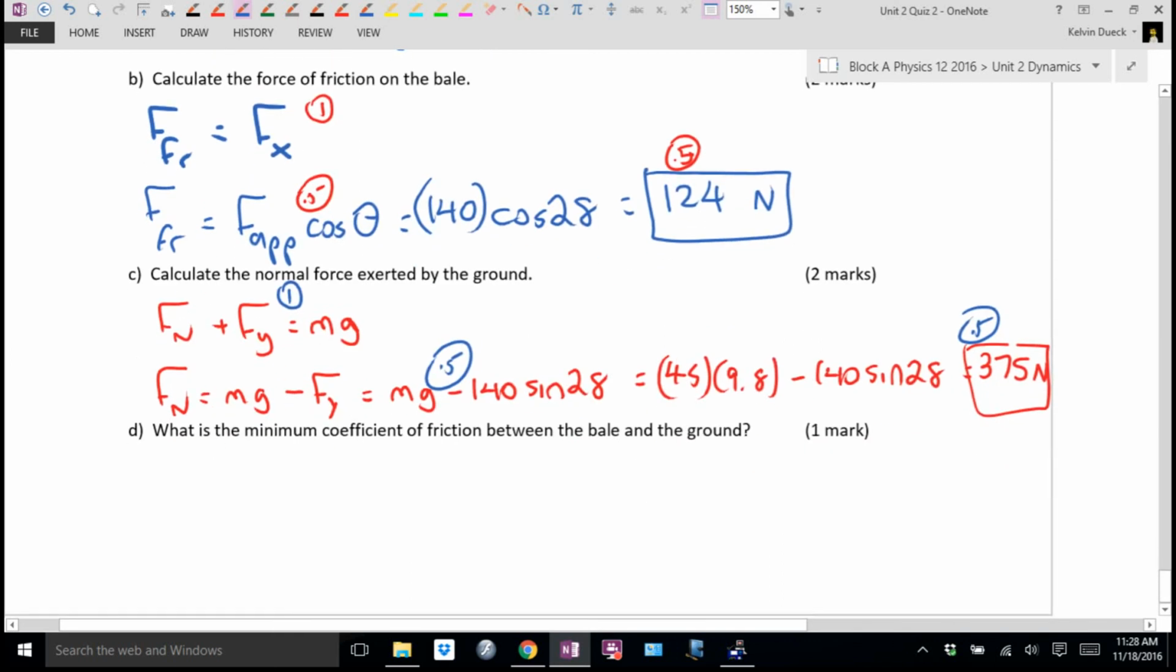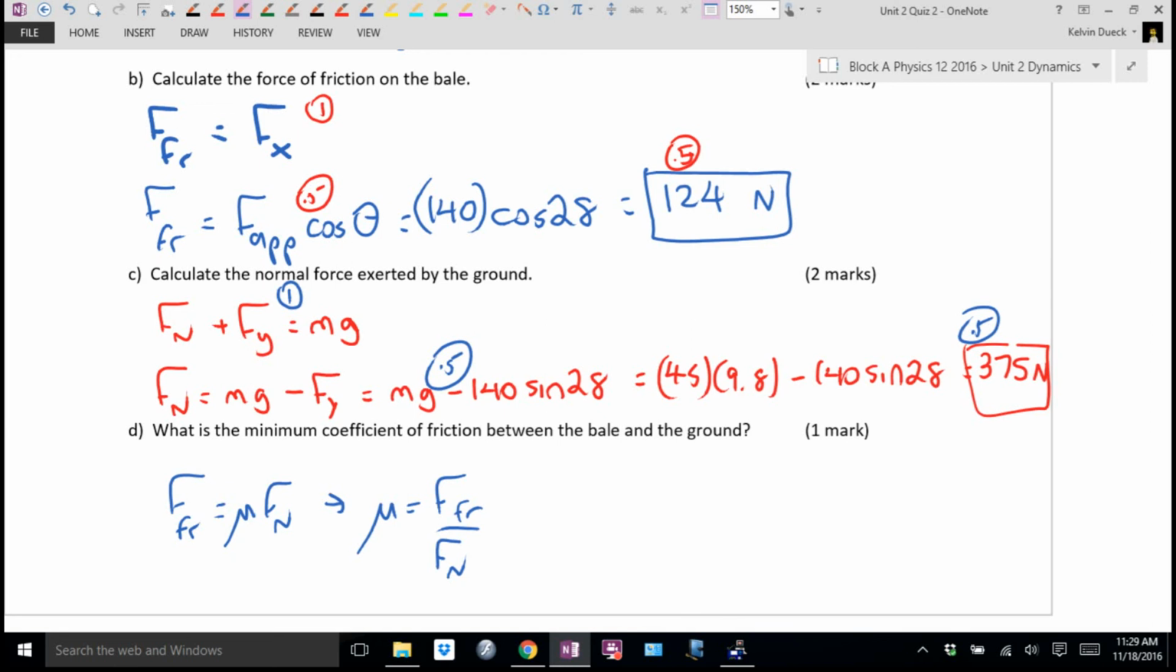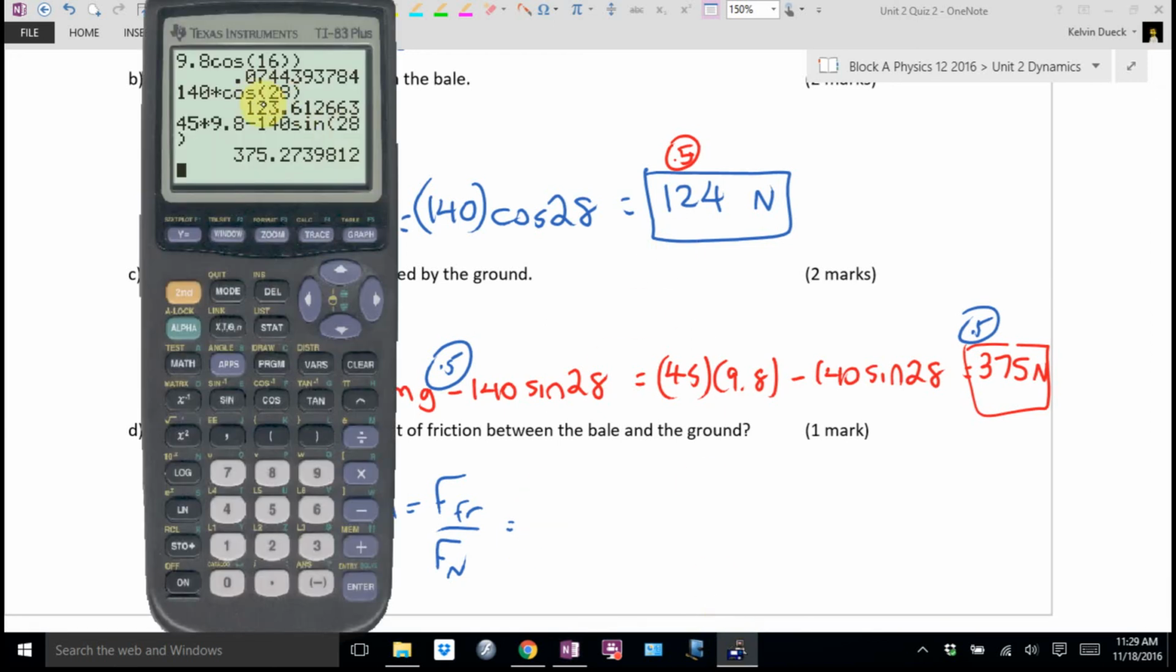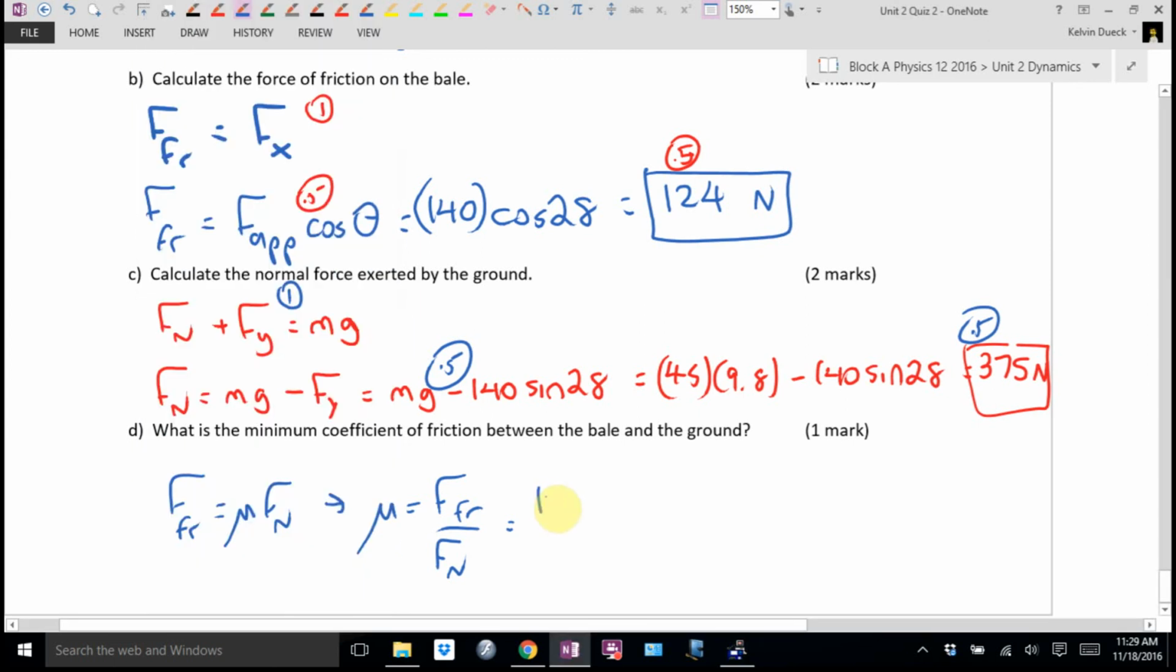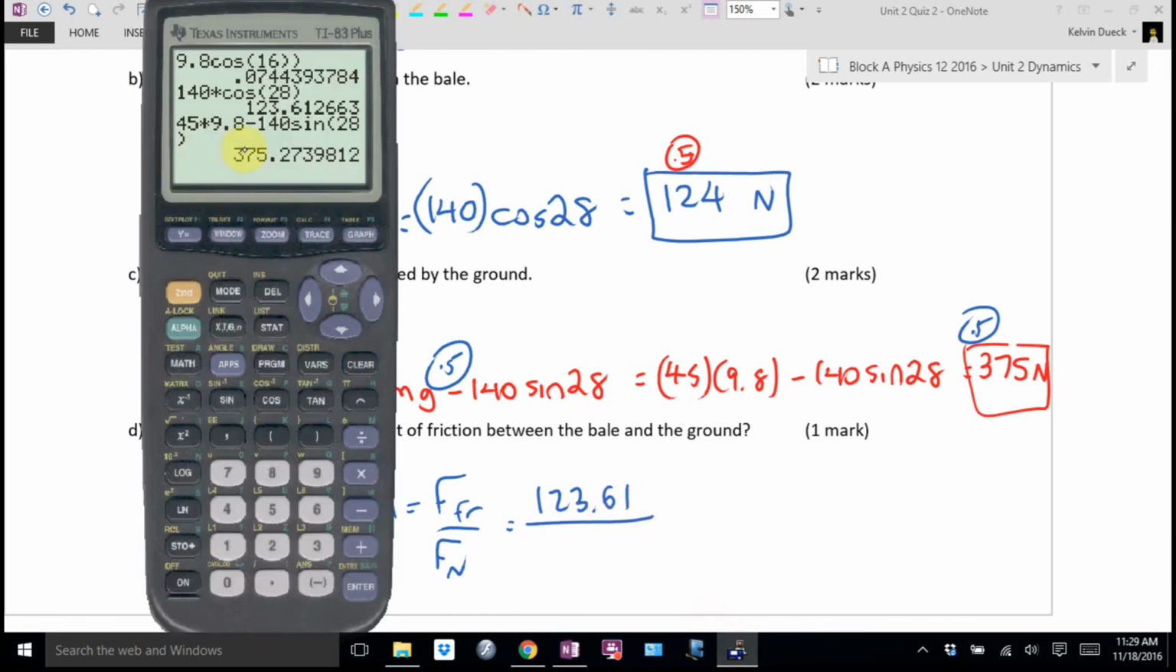D. Well, friction is mu times the normal force. I guess mu is going to be friction divided by the normal force. Hey, what did I find in part B? Friction. What did I find in part C? Normal force. Pretty cool. 124, I'm actually going to use 123.61. That's the nice thing about having a multi-line display. I can see a couple of values. 123.61 over, and I'm going to use 375.27.